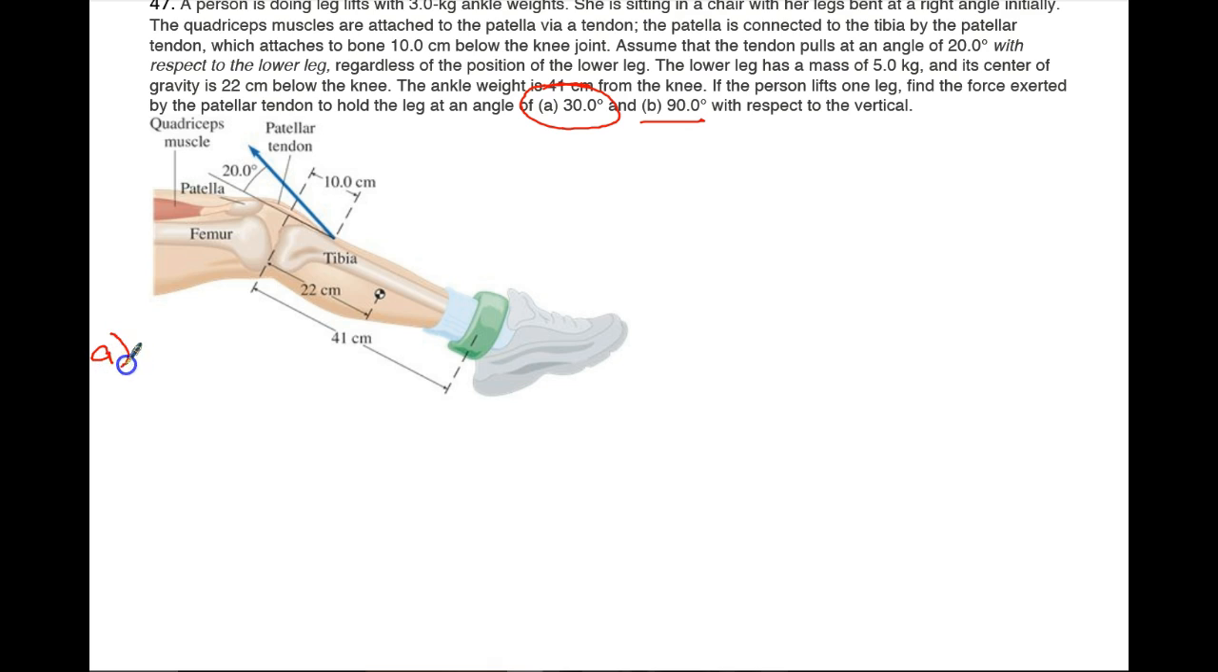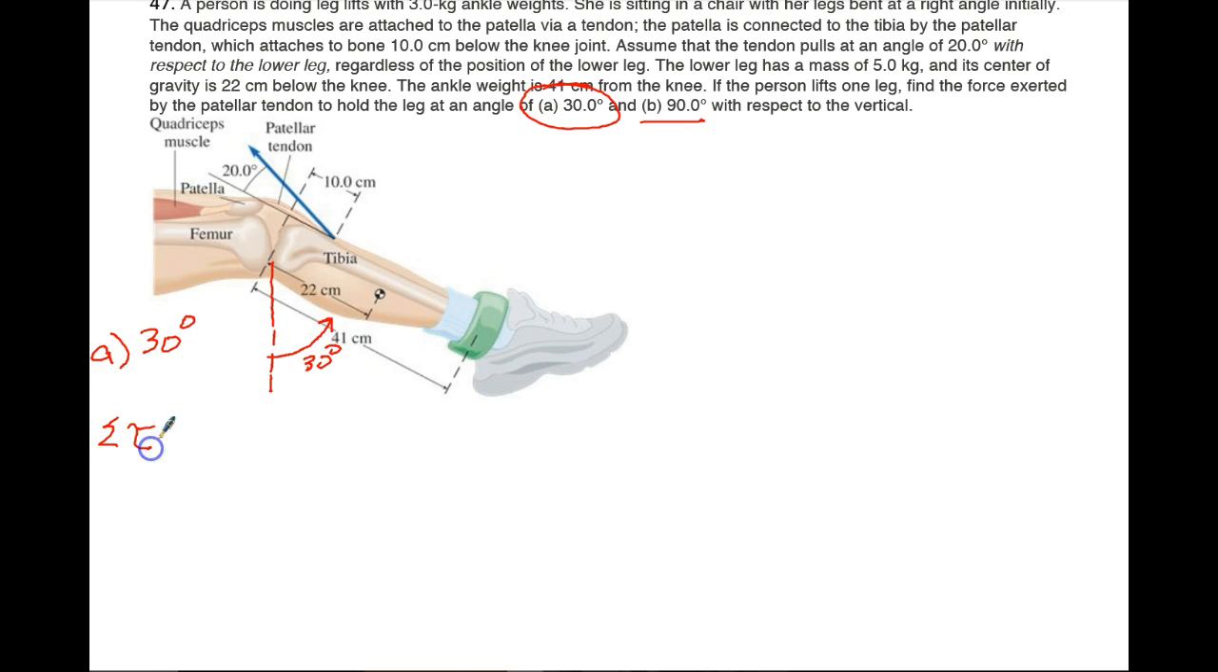We'll start over here, and this is letter A, and we're looking at this at a 30-degree bend. So by 30 degrees, they're measuring from the vertical. So this right here would be 30 degrees. When you do the 90 degrees, you know that's going to be where the leg is fully extended and it is horizontal. Sum of the torques.